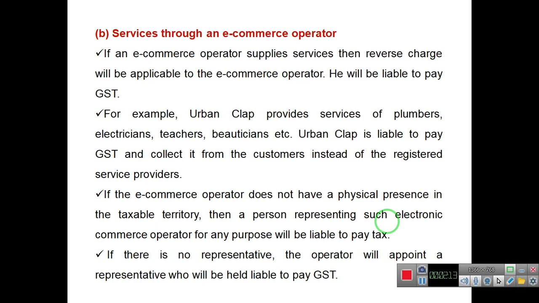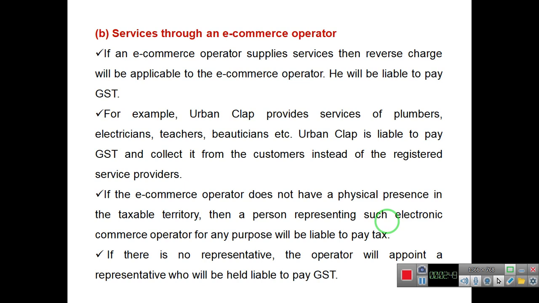The second situation where reverse charge will be applicable is services through an e-commerce operator. If an e-commerce operator supplies services, then reverse charge will be applicable to the e-commerce operator, who will be liable to pay GST. For example, Urban Clap provides services of plumbers, electricians, teachers, beauticians. Urban Clap is liable to pay GST and collect it from the customers instead of the registered service provider.